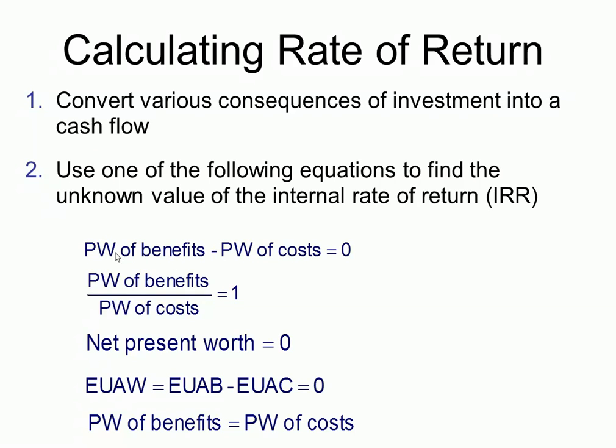Here we have present worth of benefits minus present worth of costs, which is net present worth. Alternatively, we could find the ratio of present worth of benefits versus present worth of costs, and when it's 1, at that interest rate, we get the internal rate of return. As I said, this is exactly the equation of net present worth. Or we could also look at it from the perspective of a uniform series, and look at equivalent uniform annual worth, which is simply equivalent uniform annual benefits minus equivalent uniform annual costs. Or another equation is present worth of benefits equals present worth of costs.